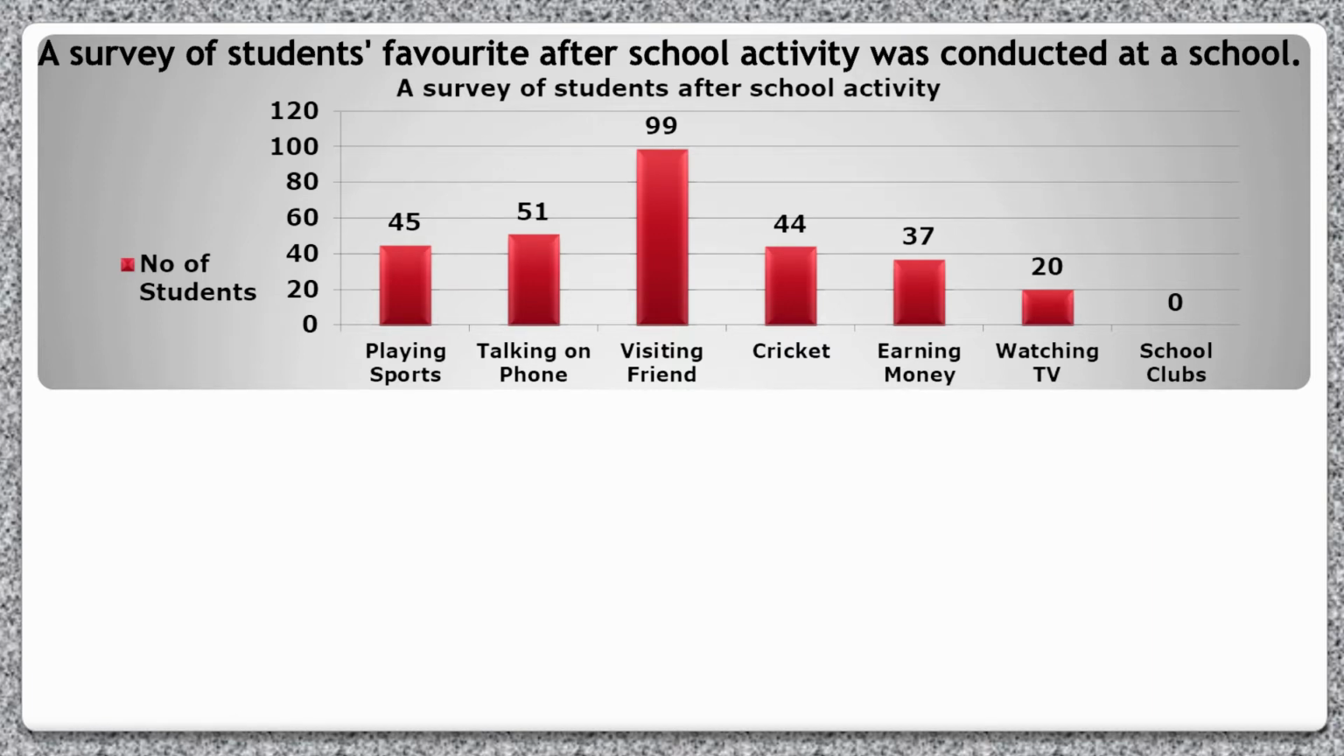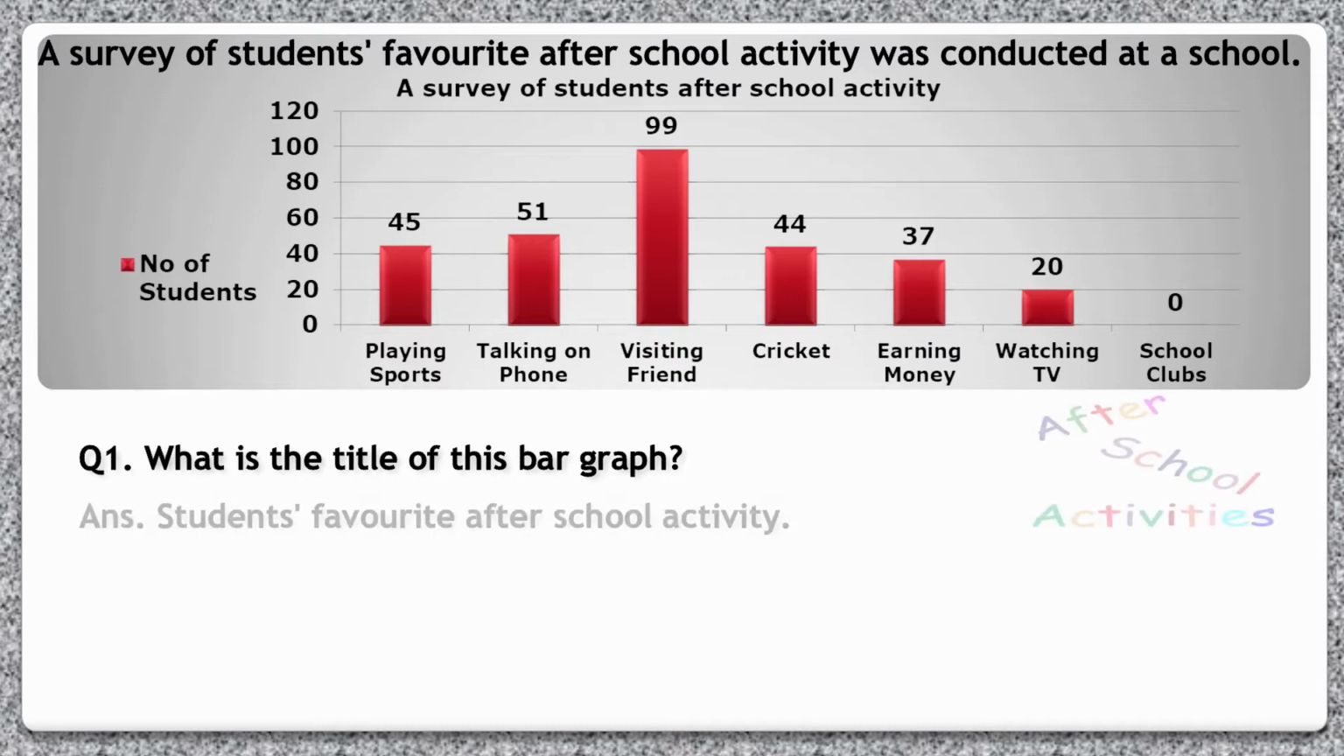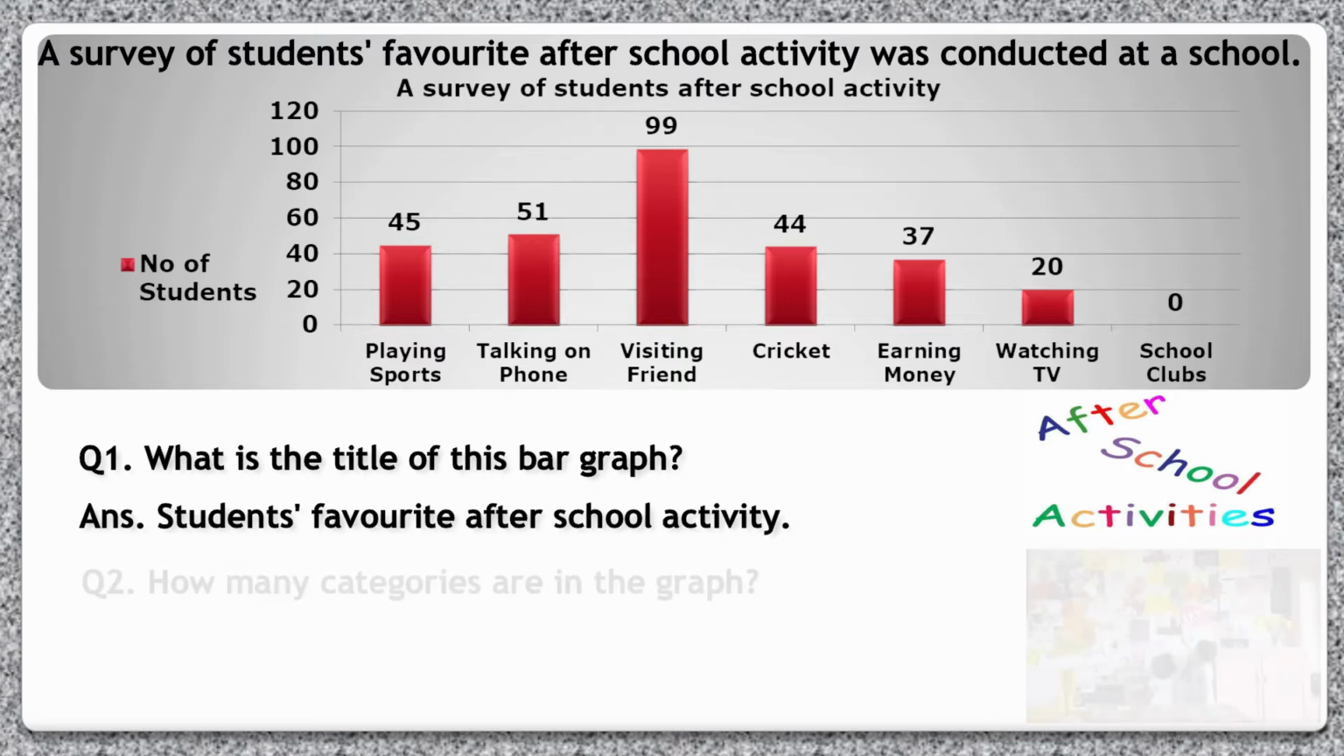Dear children, now look at the graph carefully. Try to answer the following questions. First question, what is the title of this bar graph? Yes, the correct answer is Students' Favorite After School Activity. Now let's move to the second question.